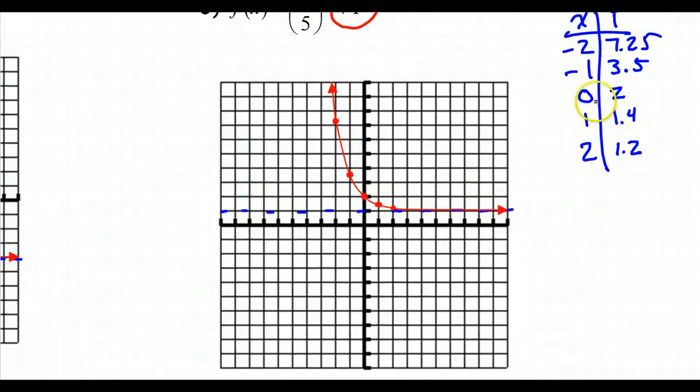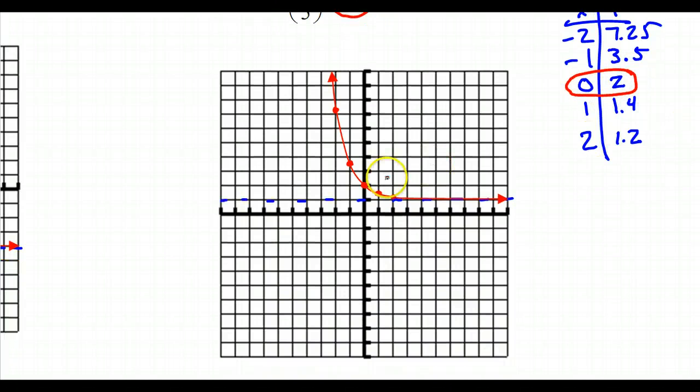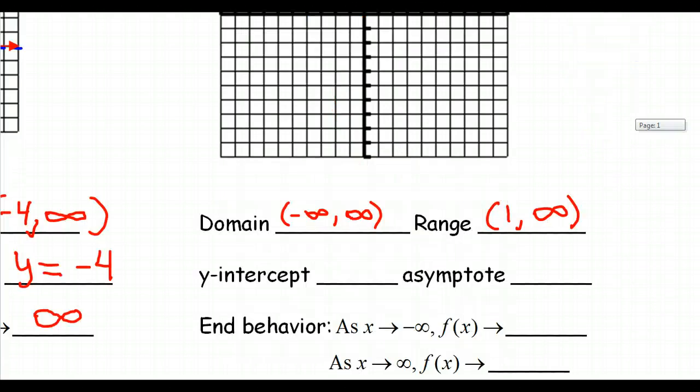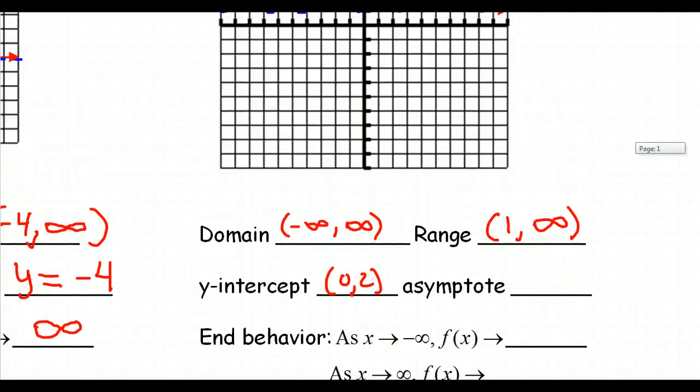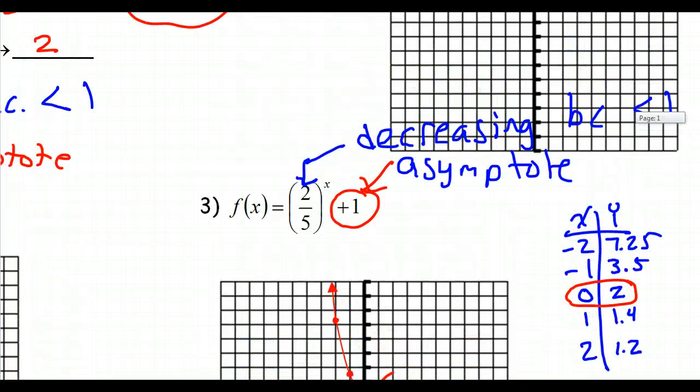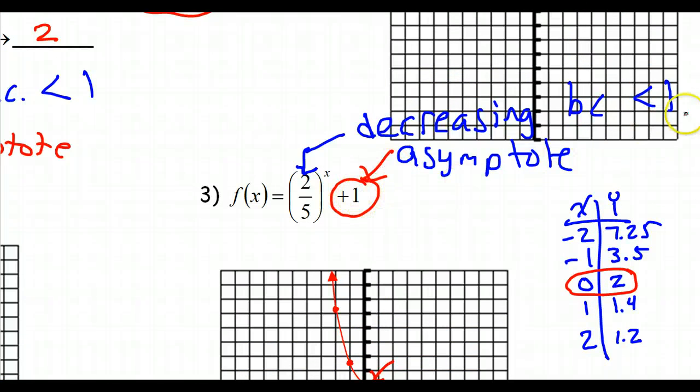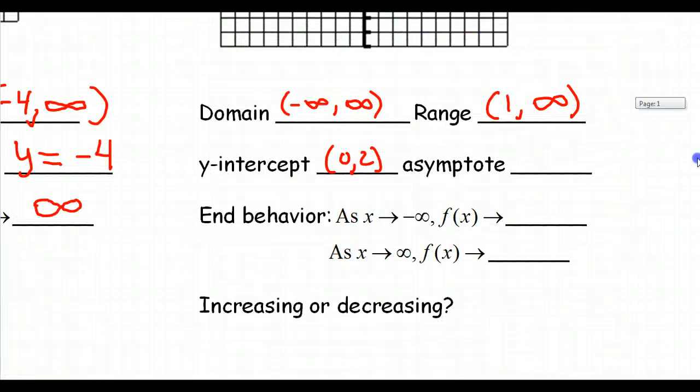The y-intercept is always 0, something, so there it is right there, and there it is right there, 0, 2. The asymptote, we knew it would be 1 because of that number hanging off the end right there. It's a horizontal line, so we will say y equals 1.